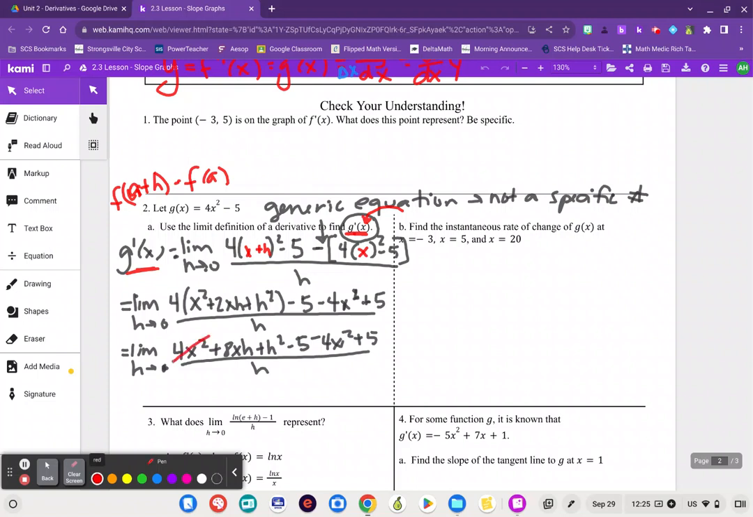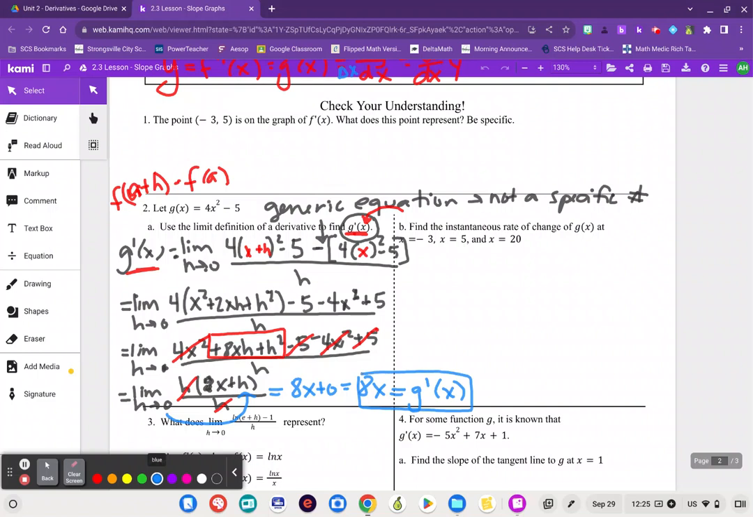At this point, I noticed that 4x squared and negative 4x squared cancel. Negative 5 and positive 5 cancel. And I'm left with 2 terms, both of which have h. So I'm going to go ahead and factor out that h, which leaves me with an 8x plus h, all divided by h. The h's divide out. I can substitute 0 in for this h, and that leaves me with 8x plus 0, which is just 8x. That is g prime of x.